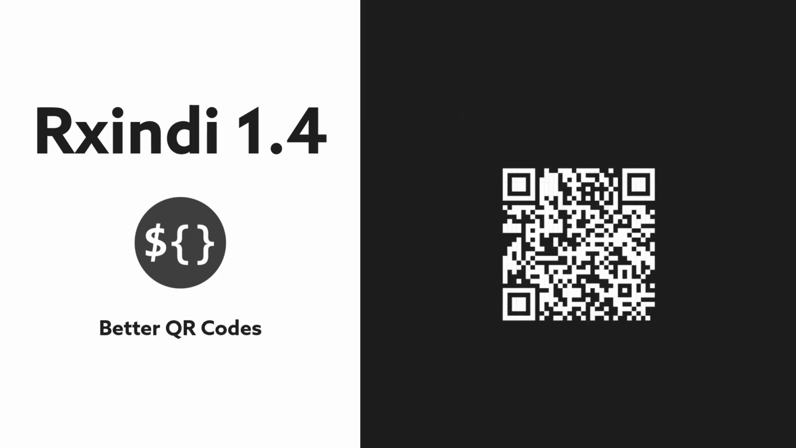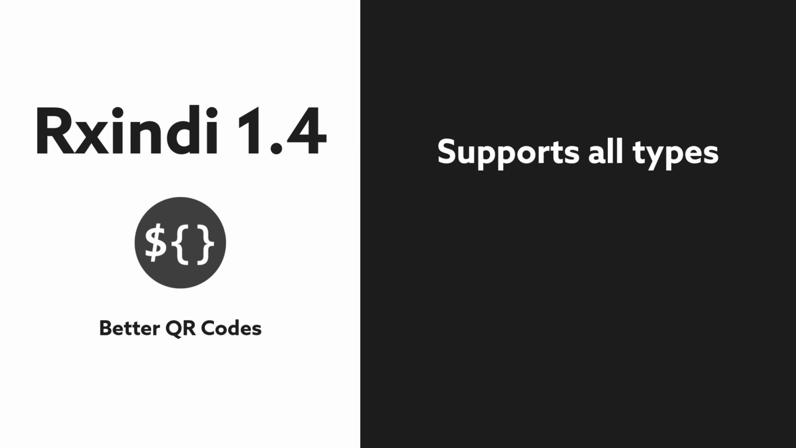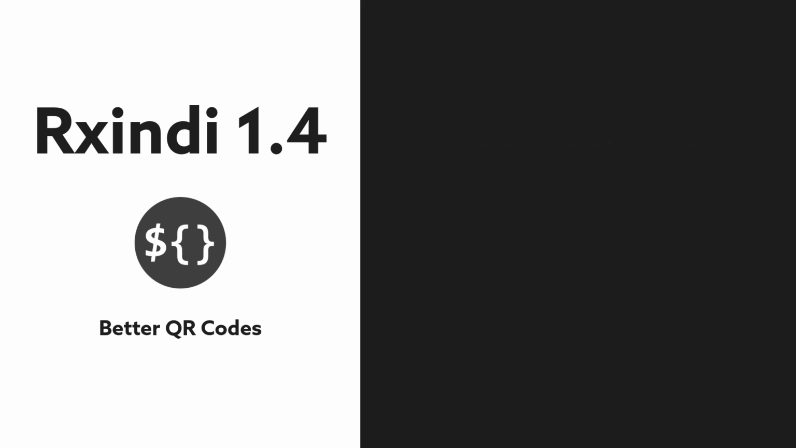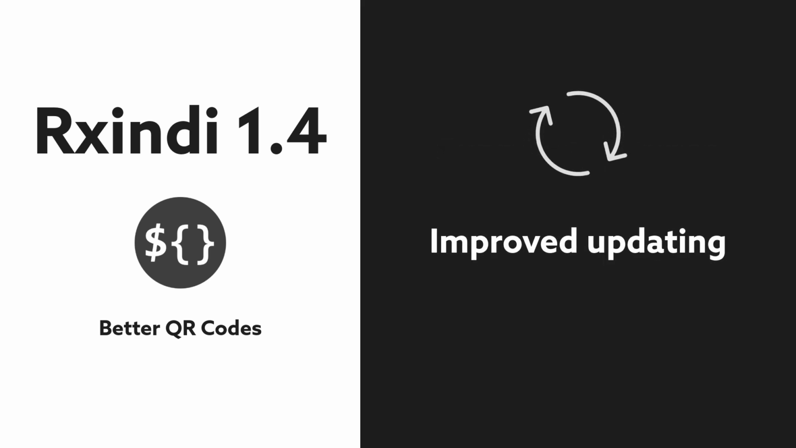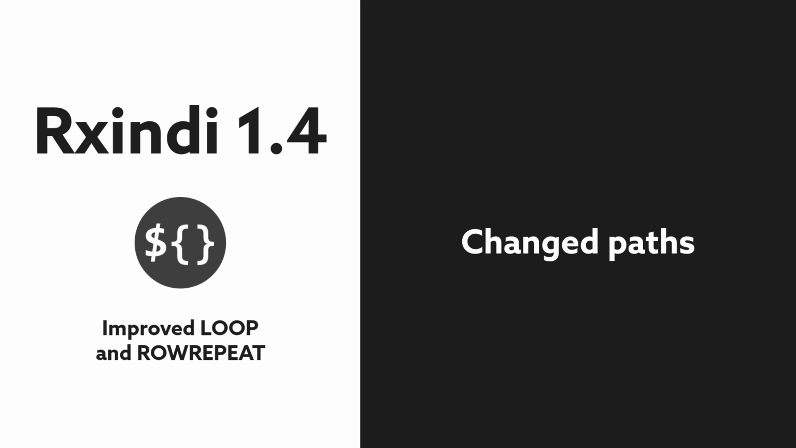QR code support has been much improved and extended in this version. In fact, Rxindi now supports outputting to all QR types supported by InDesign, like email and vCard QR codes. Additionally, the updating of QR codes has been made more robust, which should address some issues that could pop up in previous versions. The way paths are handled for loop and ROWREPEAT has also changed in this release.